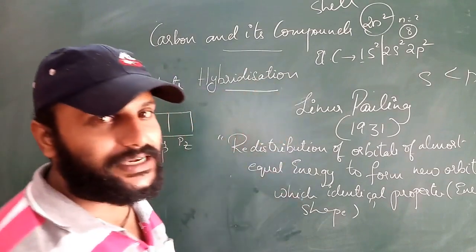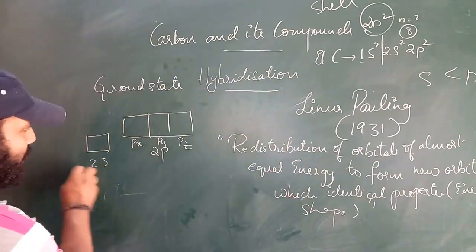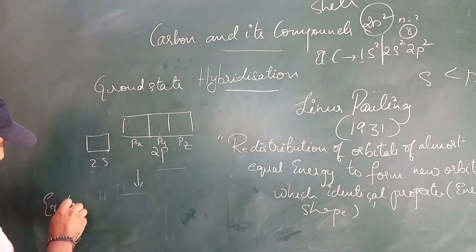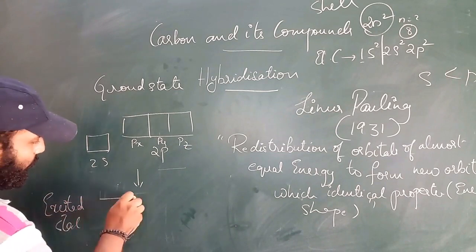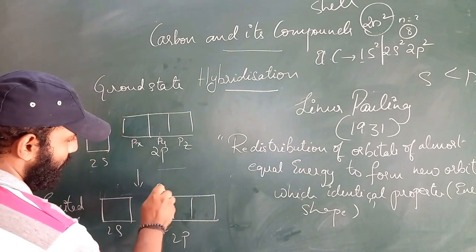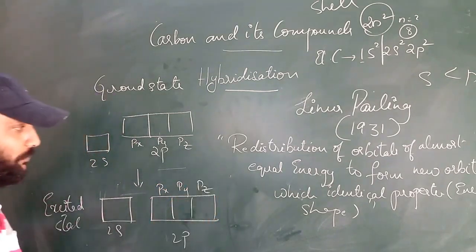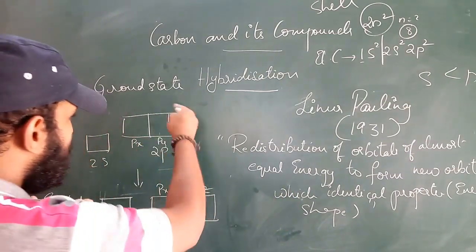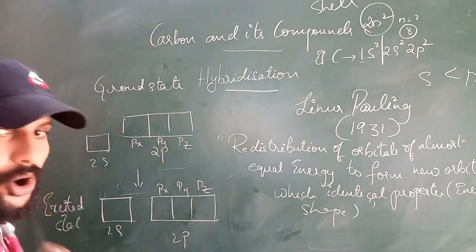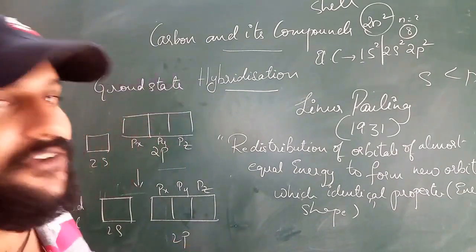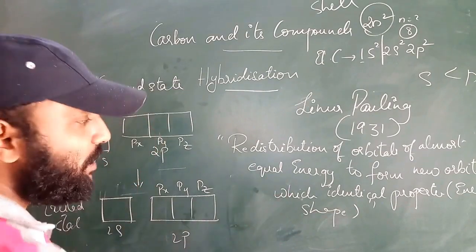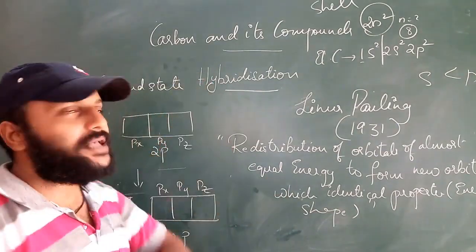So during hybridization, what is happening there? Redistribution. In the excited state, it will become like this: 2s and 2px, 2py, 2pz. Understood? So here, the redistribution of orbitals of almost equal energy is taking place to form new orbitals which have identical properties. When redistribution takes place, all will have equal energy and all will have equal shape. That is called hybridization.